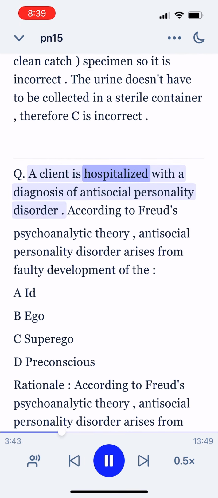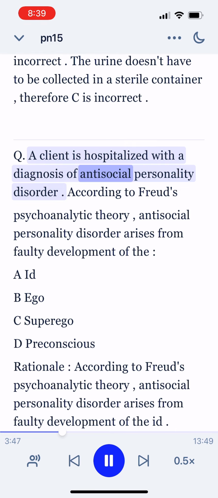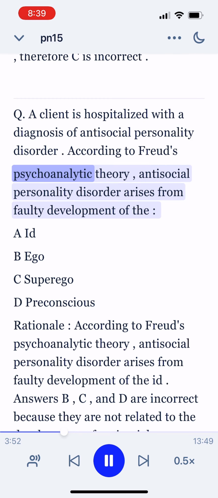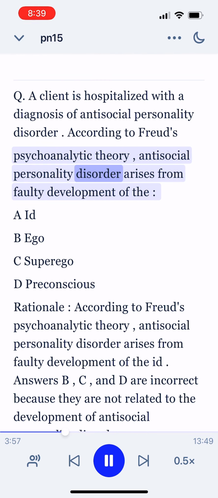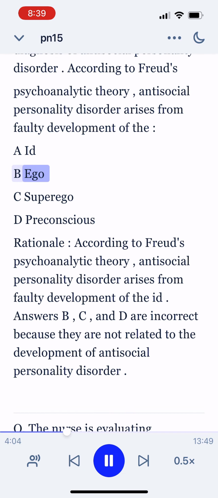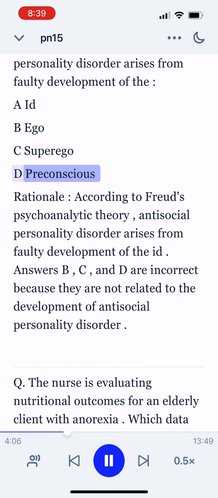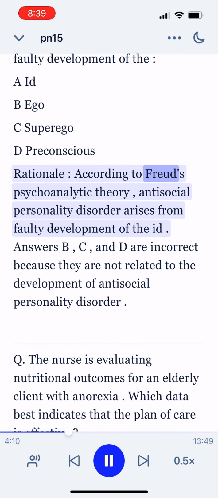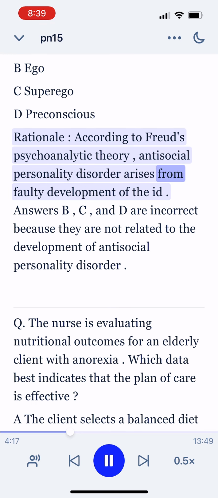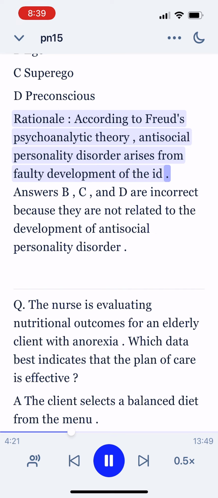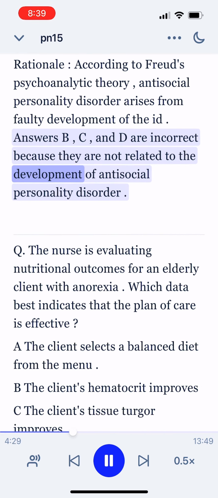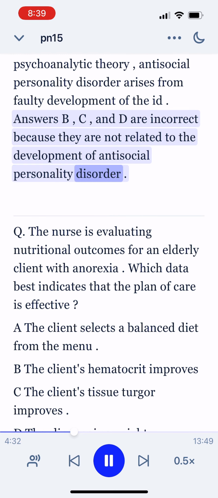A client is hospitalized with a diagnosis of antisocial personality disorder. According to Freud's psychoanalytic theory, antisocial personality disorder arises from faulty development of the A. ID, B. ego, C. superego, D. preconscious. Rationale: according to Freud's psychoanalytic theory, antisocial personality disorder arises from faulty development of the ID. Answers B, C, and D are incorrect because they are not related to the development of antisocial personality disorder.